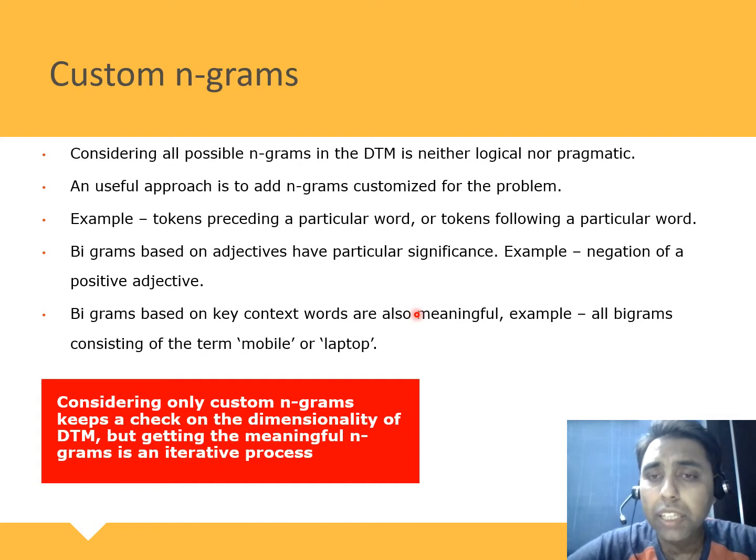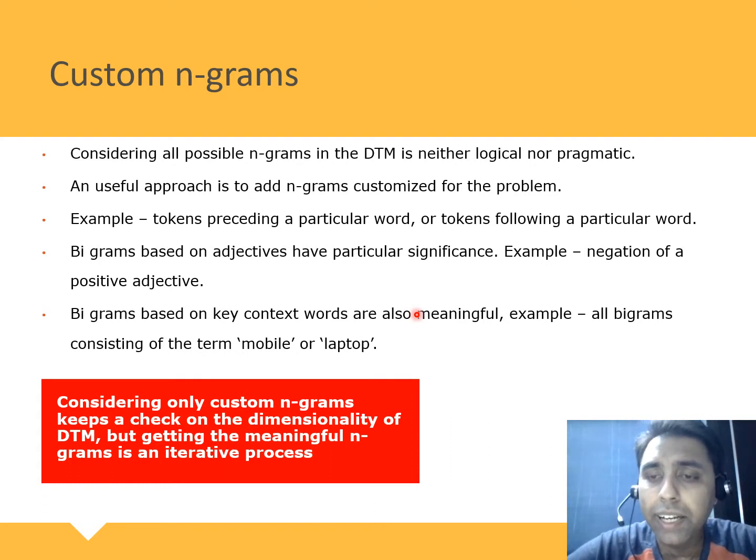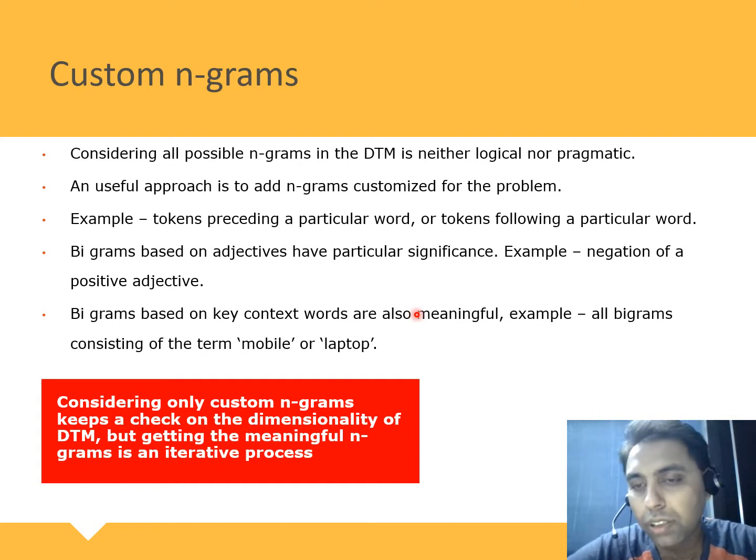So negation of an adjective is actually very important to consider, because if it is the negation of a positive adjective, then it actually carries a negative connotation. Whereas if it is the negation of a negative adjective, for example not bad, then the connotation comes out to be positive. So almost always when you're dealing with text data, you should and you must consider the bigrams comprising the adjectives.